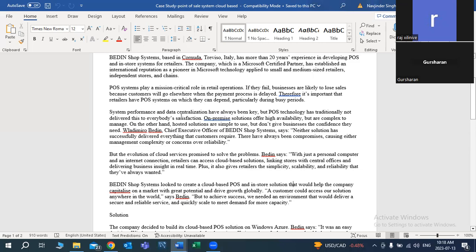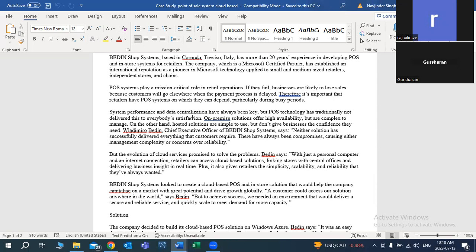System performance and data centralization have been key. The POS technology has traditionally not delivered this to everybody's satisfaction. Hold on for a moment. Can you repeat the same thing again? I am asking you to read from system performance to everybody's satisfaction.